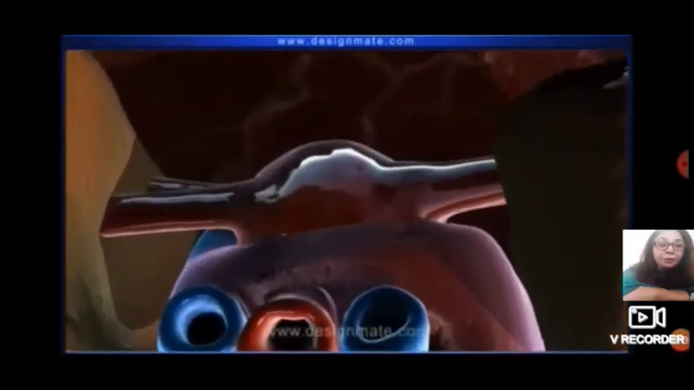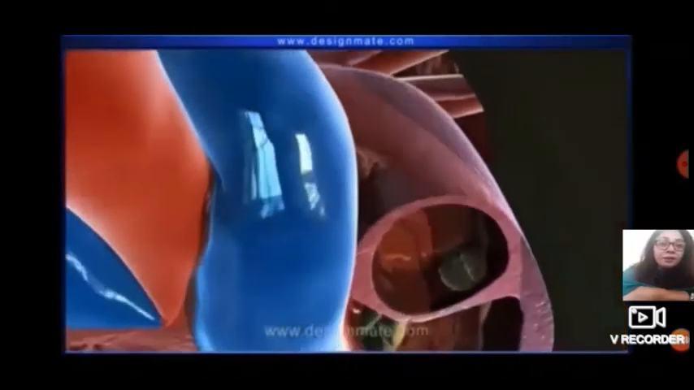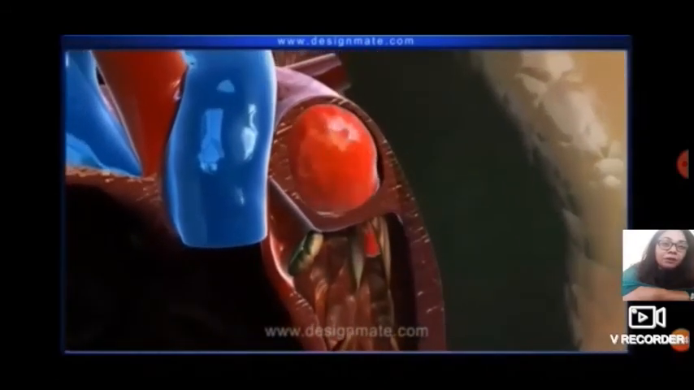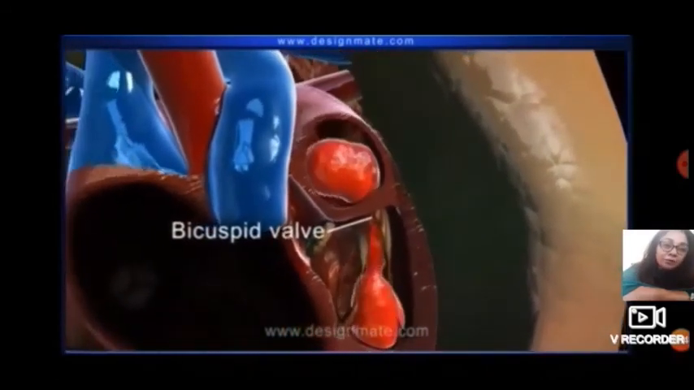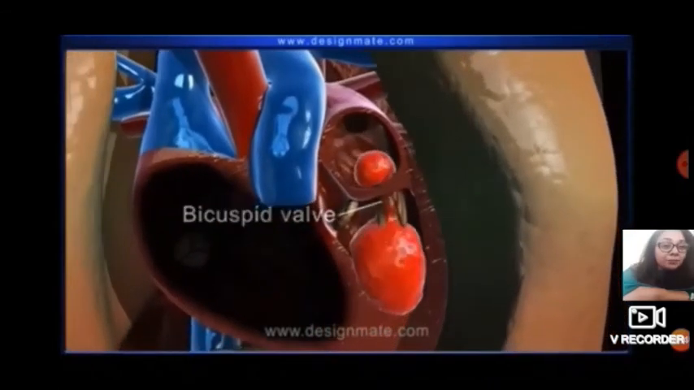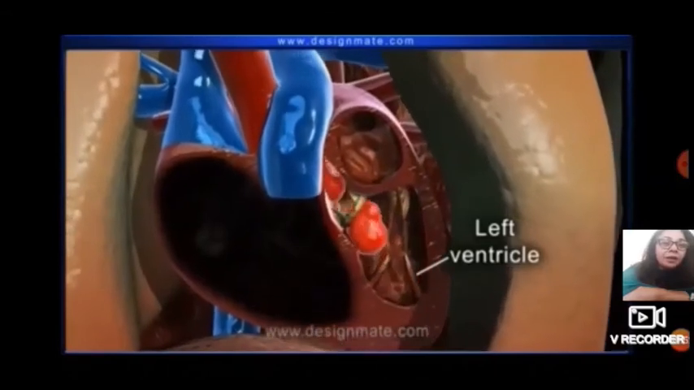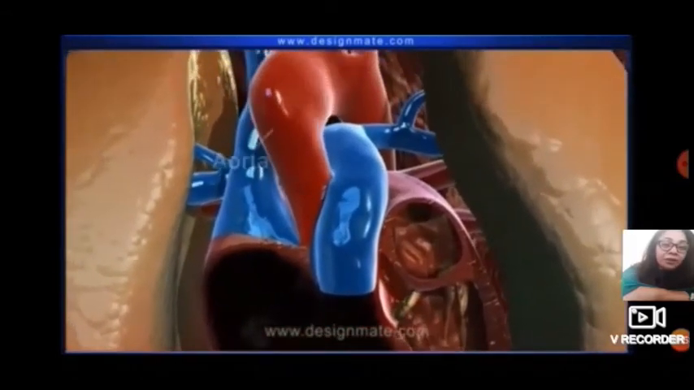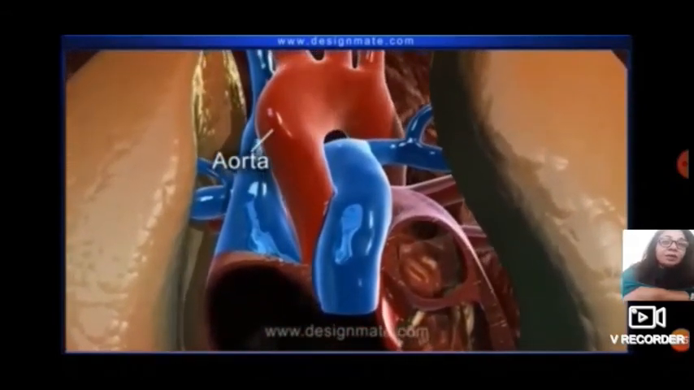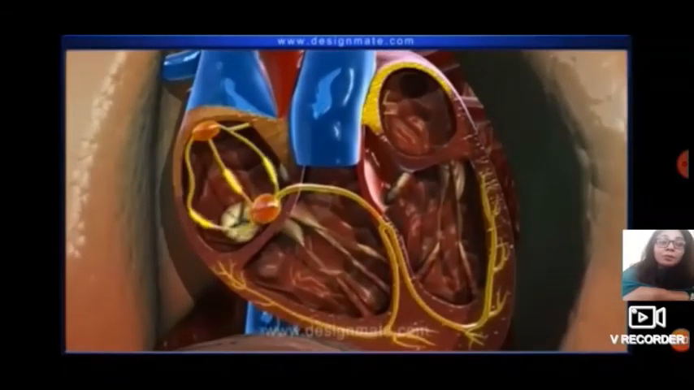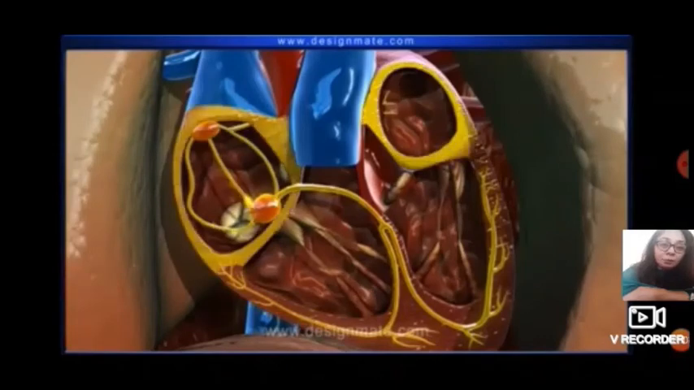Here the blood will be oxygenated, and this pure blood will enter into the pulmonary vein and into the left atrium. Here, by the bicuspid valve, it will enter into the left ventricle, and from this left ventricle, this pure blood will enter into the aorta, the main artery which transports the pure blood to the different body parts.